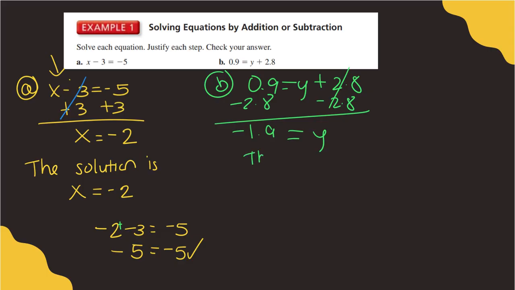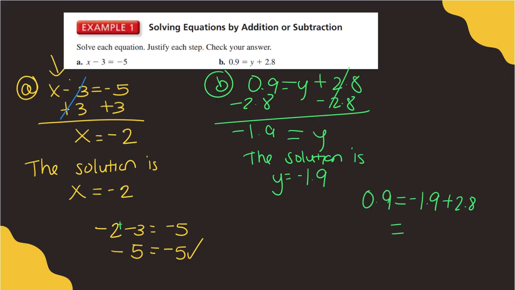The solution is y, I'm sorry, I was going to write x. y equals negative 1.9. To check this, do the same thing. 0.9 equals negative 1.9 plus 2.8. In this case, negative 1.9 plus 2.8, we're going to have 0.9, and our statement is true.